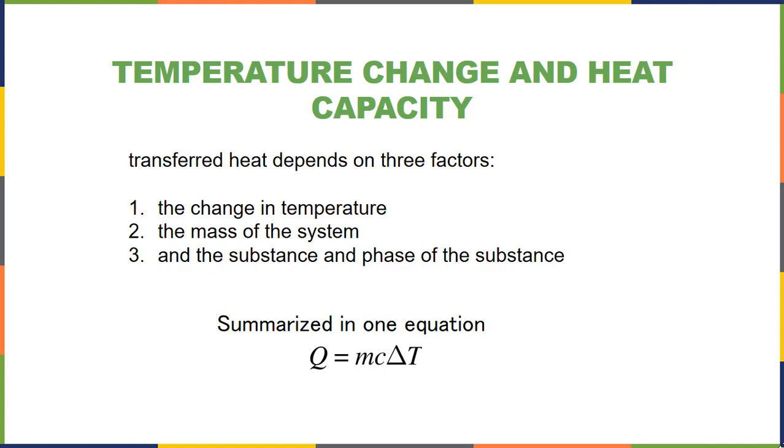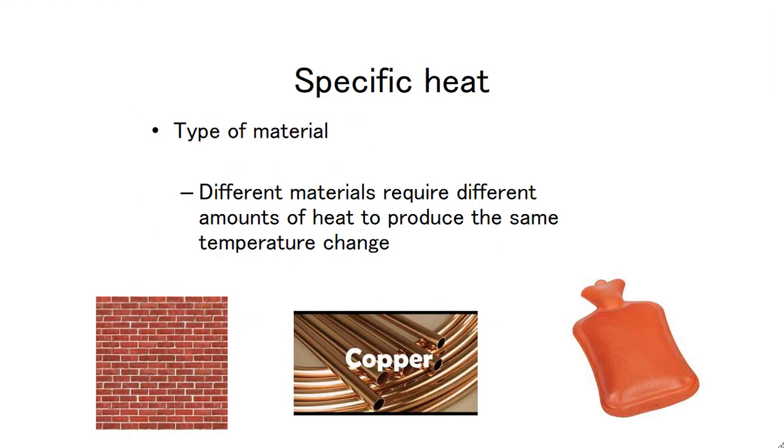And then the last variable in this equation, c, is a property of the substance, and this is known as the specific heat. The specific heat is dependent on the material. Different materials are going to take a different amount of energy to increase their temperatures. Something like brick is going to take a lot longer to heat up than something like copper.